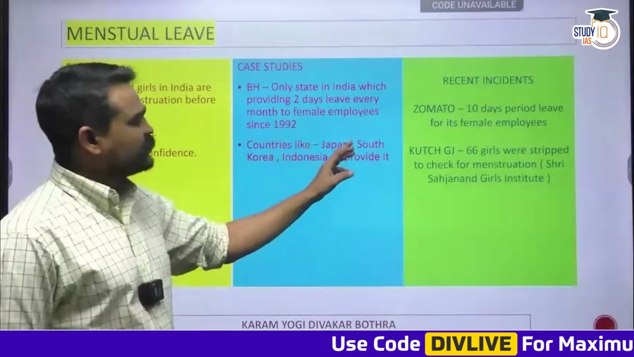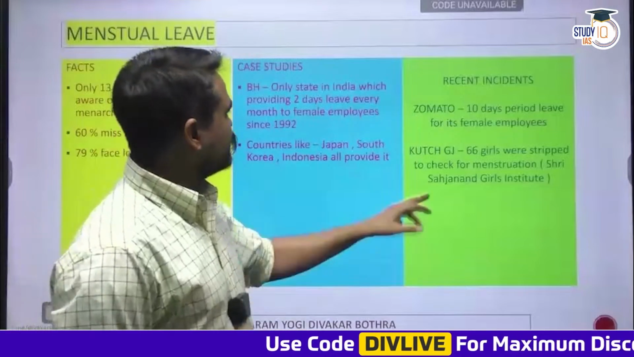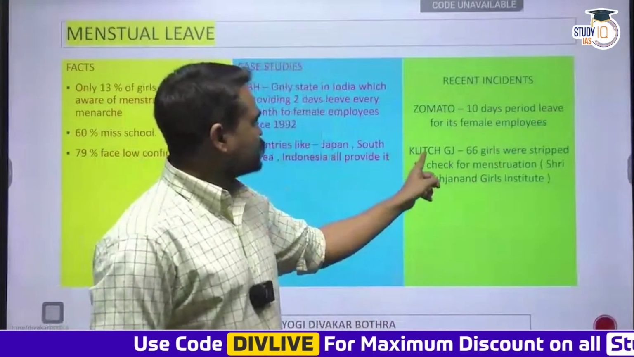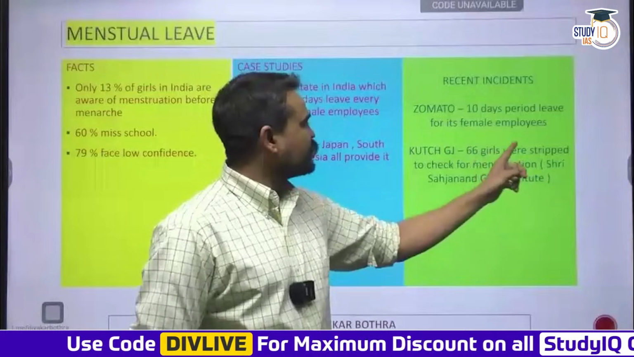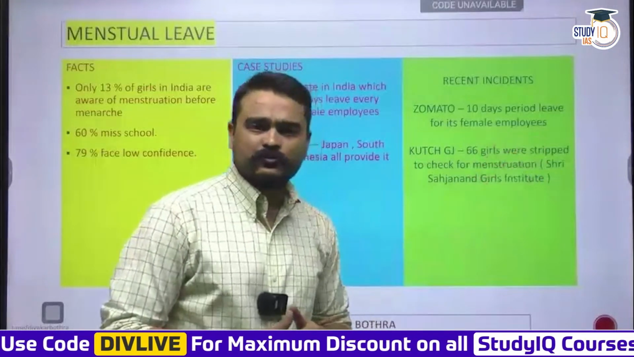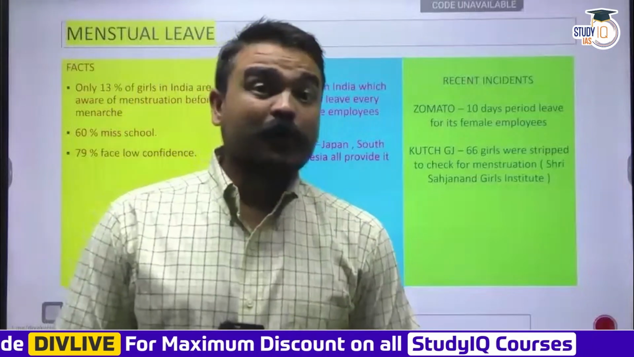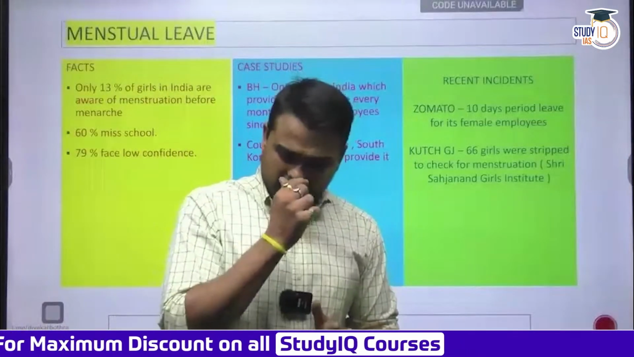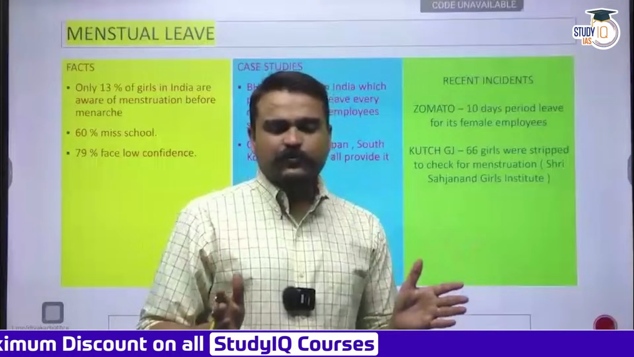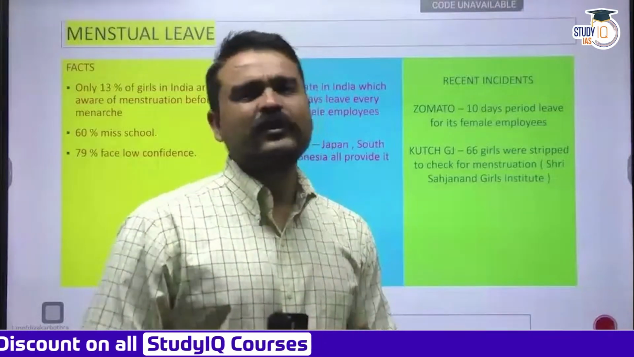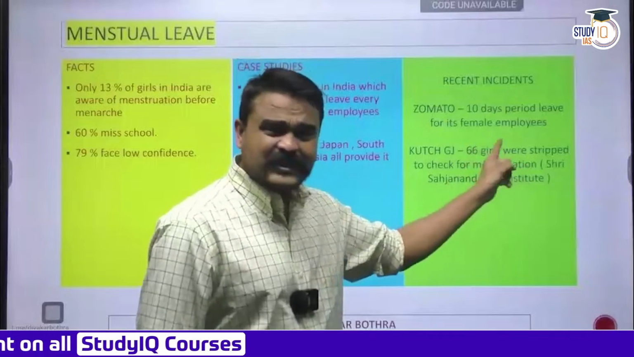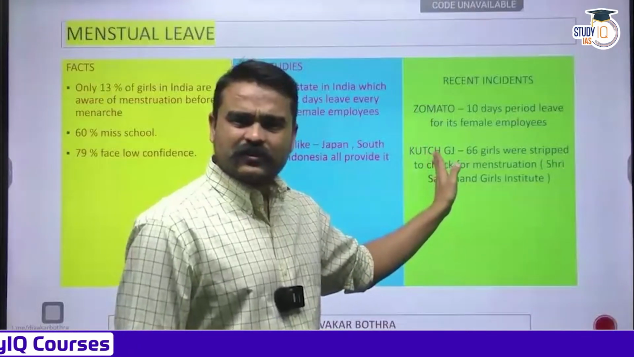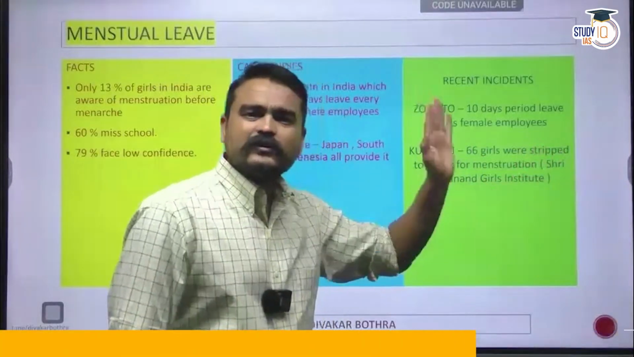Countries like Japan, South Korea, Indonesia all provide these leaves. Recent incidents: Zomato gave 10 days period leave for its female employees. In Kutch, Gujarat, 66 girls were stripped to check for menstruation at the Sahajanand Girls Institute. The girls were stripped to check whether they were on their periods or not. Why? Because there are certain rituals where women going through their periods are not allowed. Imagine the pathetic conditions. What the hell are they trying to do here?